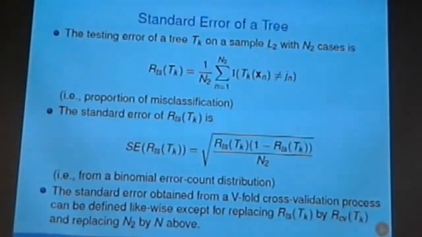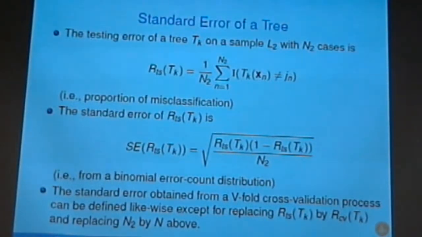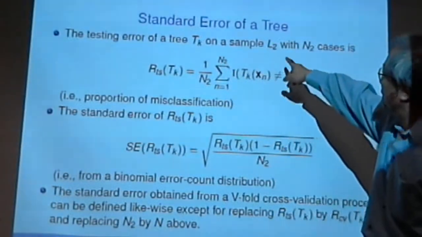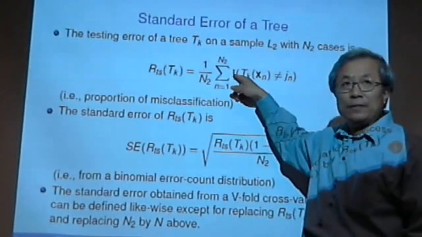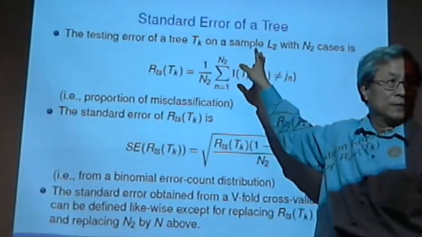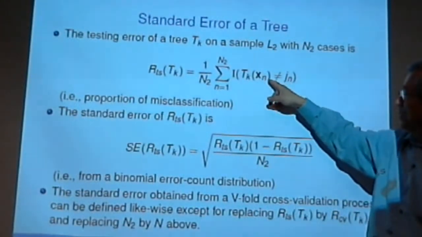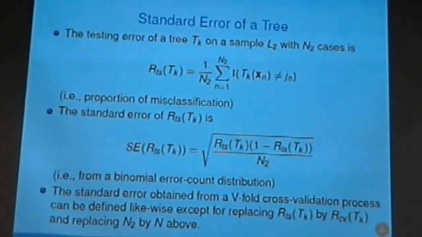which is closely related to the Bernoulli model, or whatever type of testing error you're looking for. The test error for a tree on sample L2 with N2 cases is the average misclassified rate. Meaning that a case is supposed to be in class J, but it's not. So that's the misclassified rate.